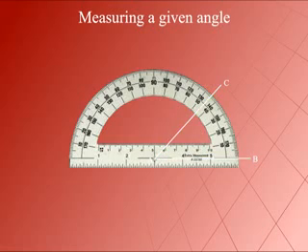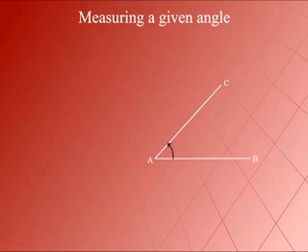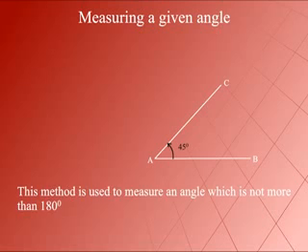In the figure shown here, we observe that 45 degree mark lies on the side AC. So, the given angle is of 45 degree. This method is used to measure an angle which is not more than 180 degree.